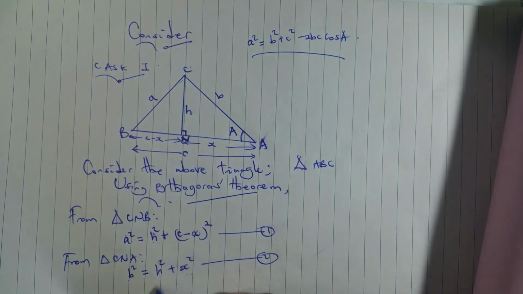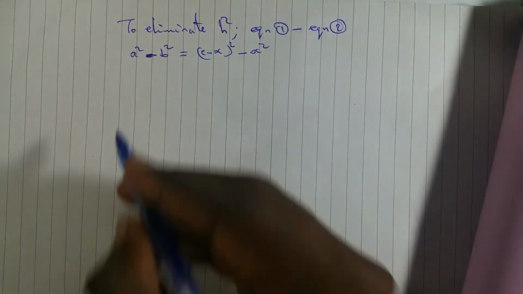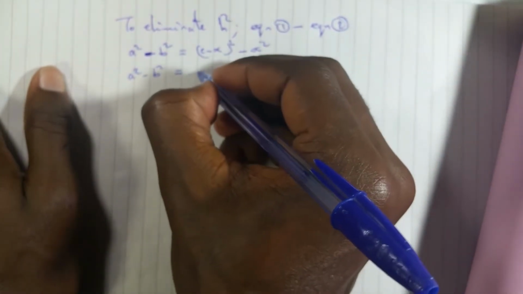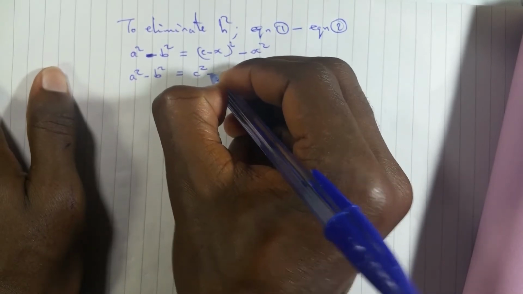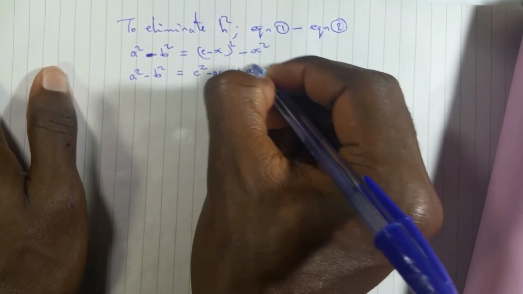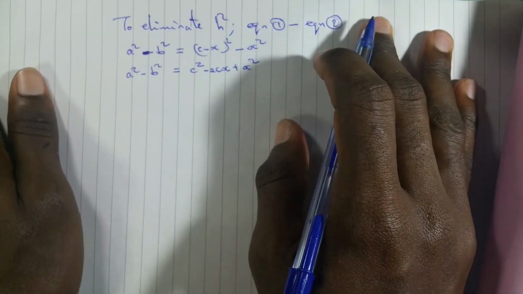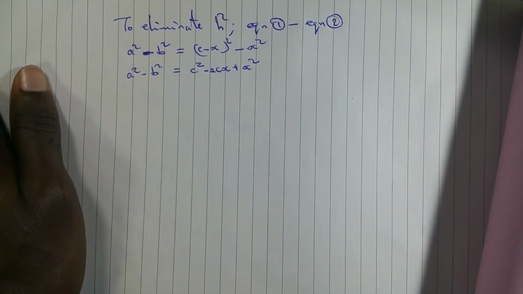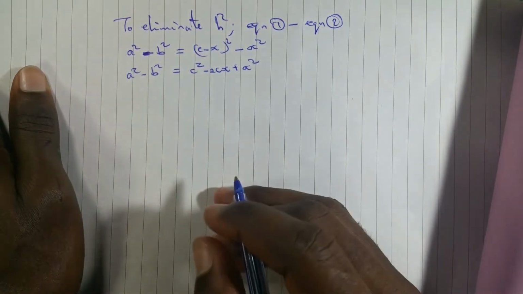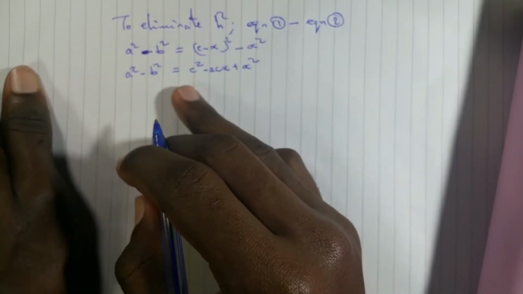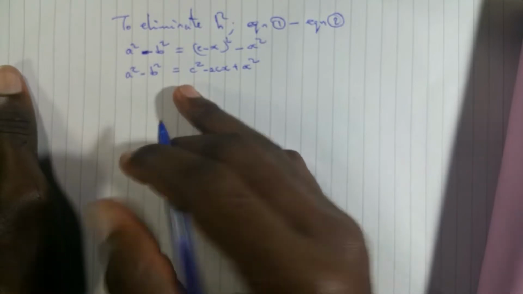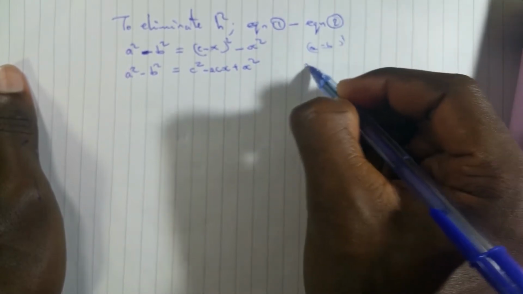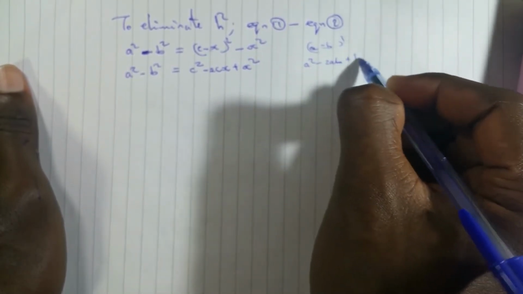Okay, this minus this will cancel, and that will go to the other side, so that we have a squared minus b squared given by, if we expand this, c squared minus 2cx plus x squared. If you remember, under basic algebraic manipulation we looked at expansion of quadratic identities, so that we remember that (a minus b) squared is given by a squared minus 2ab plus b squared. That's what I've applied here.